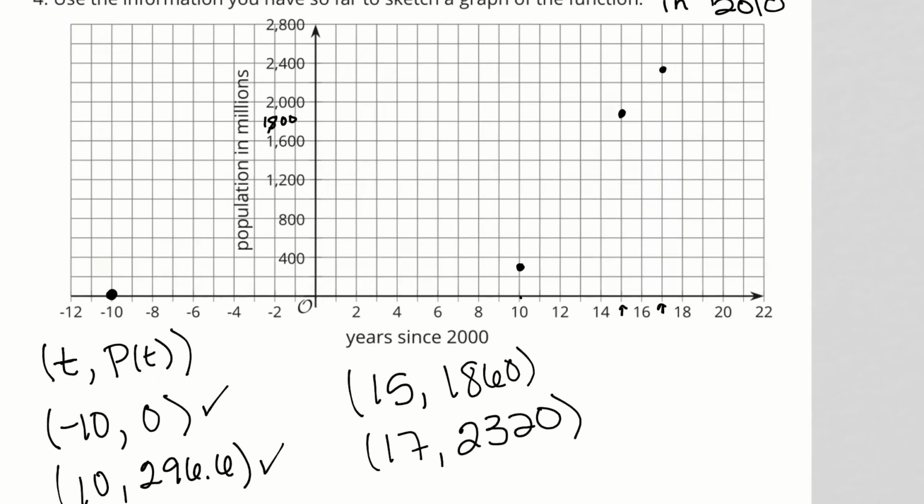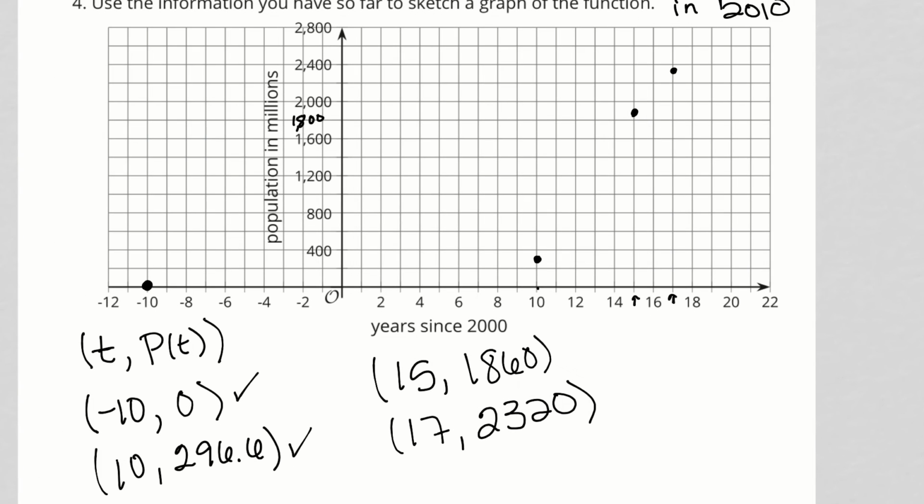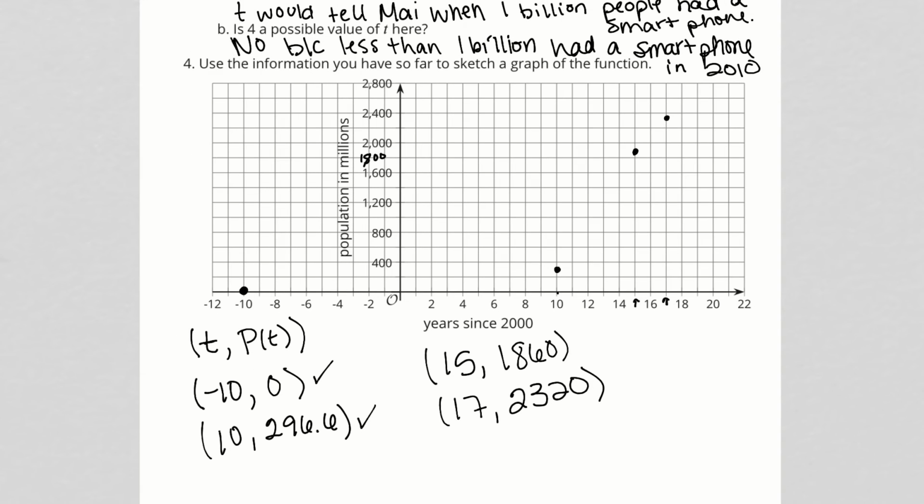All right, then we're going to connect our dots. So this was 1990. We know that smartphones were not invented until 1992. So our line is going to stay on the 0 until 1992, which is going to be this negative 8.